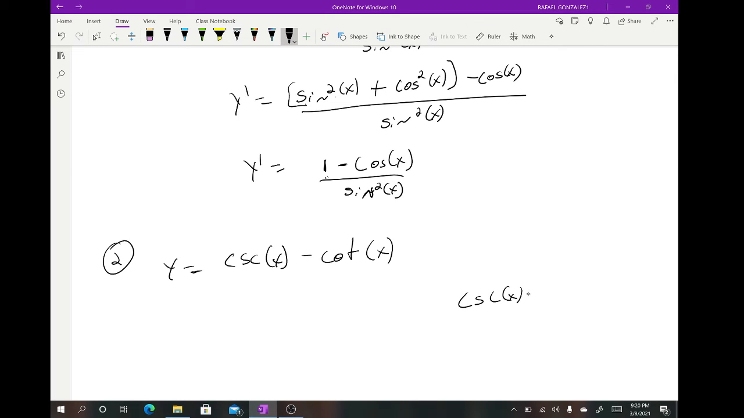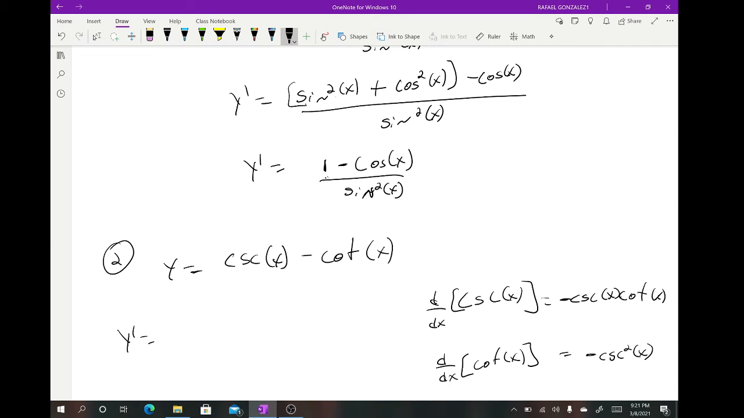Cosecant x, its derivative is equal to negative cosecant x times cotangent x, and the derivative of cotangent x is equal to minus cosecant square x. Okay, so writing this down because it's going to be useful.